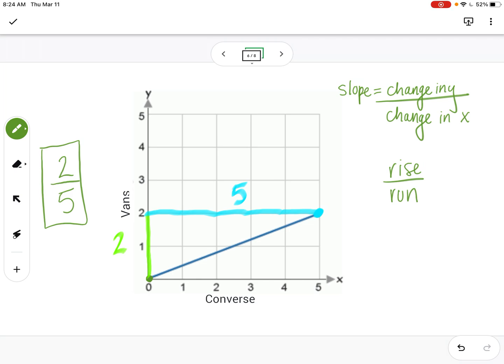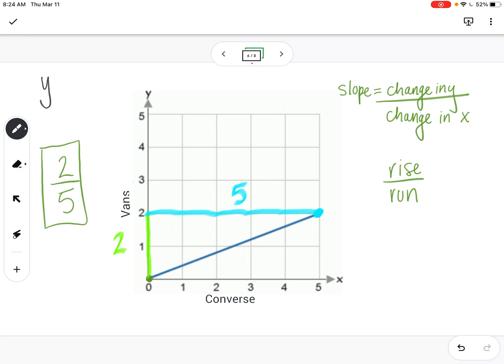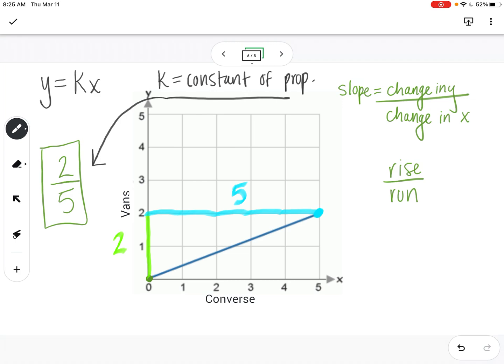All right, so now it also asks us to write an equation for this line. So remember, whenever we're given the constant of proportionality, we know that the equation that matches up with that is y = kx, where k is equal to the constant of proportionality. And if we know that's true, we know this is the constant of proportionality. Can't we just plug this in the place of k and then have our equation? I think so.